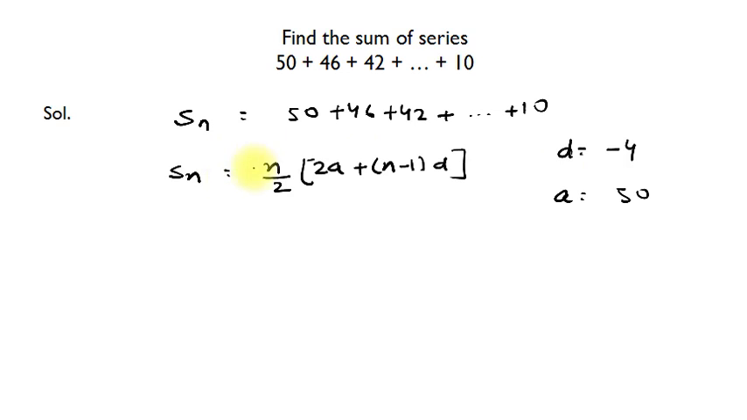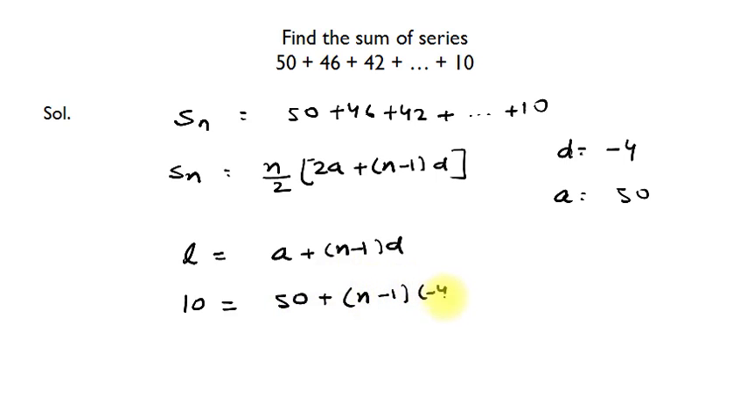Now here we have to find the value of n, and in this series we see that the last term is 10, so we can apply the formula for the last term, Tn, which is equal to a plus n minus 1 into d. The last term here is 10, so 10 is equal to 50 plus n minus 1 into d, where d is minus 4. On calculation, we can write 10 minus 50 divided by minus 4.